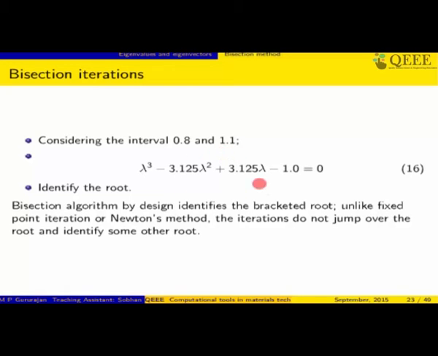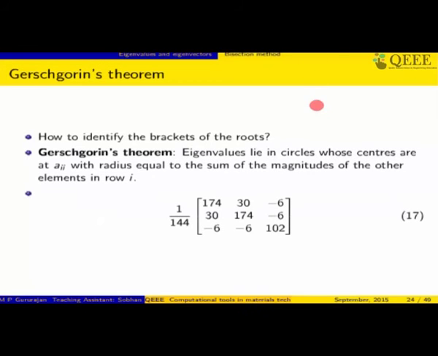So you find 0.95, and you find out which two values have the same sign, and the root is bracketed within the other one. So by design it identifies the bracketed root. Unlike fixed point iteration, these iterations do not jump over the root and identify some other root. Okay, so you can use the bisection method, but there is a problem.